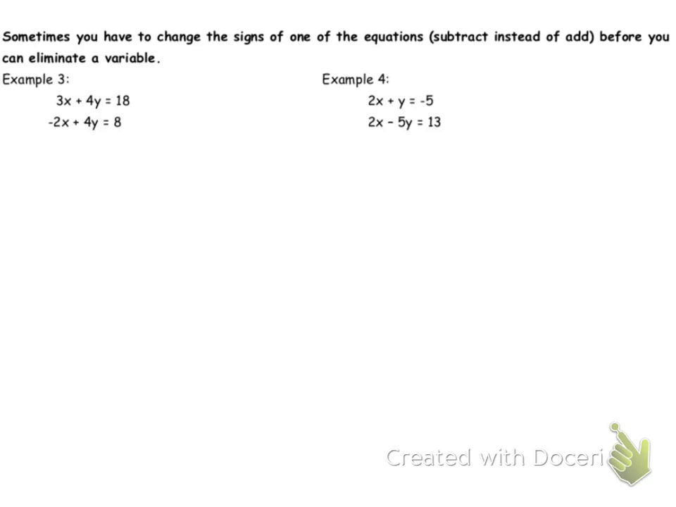So sometimes we have to change the signs of one of them, which means we subtract instead of add. So we can add the equations. We can also subtract the equations. We're going to talk about what that means. Sometimes we have to do that before we can eliminate the variable. So in example 3, are these lined up in x's, y's, equals, and constants? Yeah, they are. But if we add right now, are we going to eliminate anything? No. Why not?